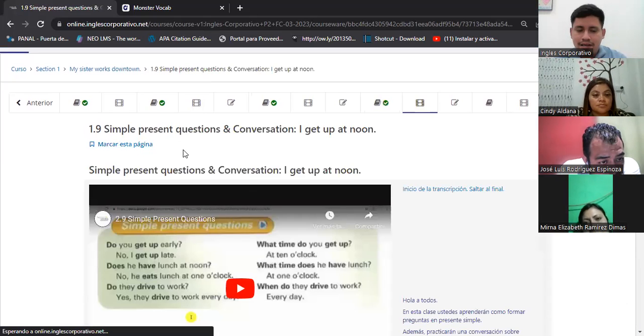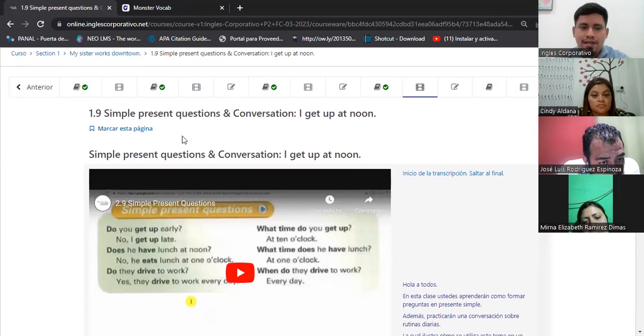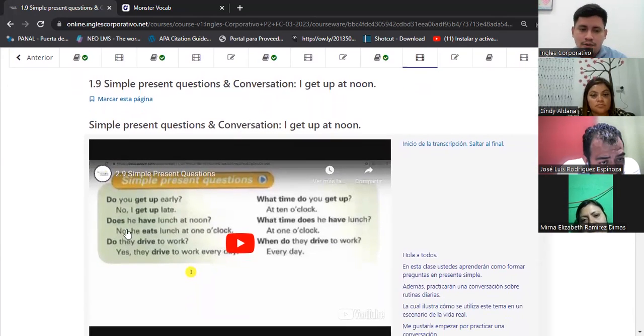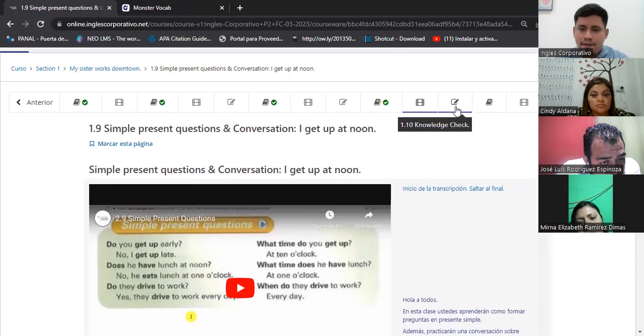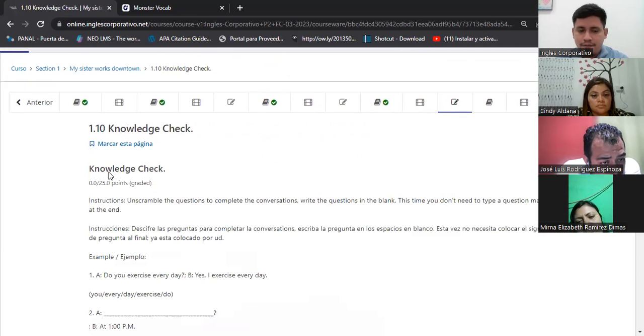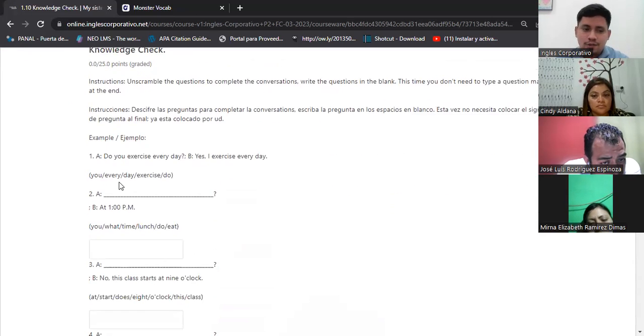Also, we have been discussing how we can form simple present questions, using yes/no questions and using WH words. Okay, same. After that, we have a knowledge check. This is another exercise, exercise number 3, and we have to complete it too. But in this case, we have to scramble the questions. We have to use the correct order for each example there, okay?